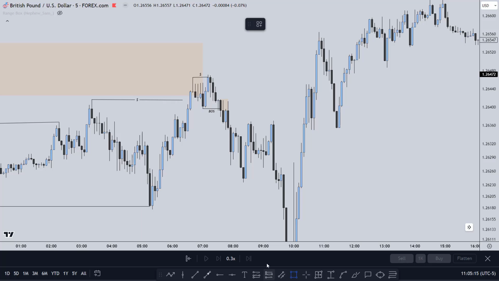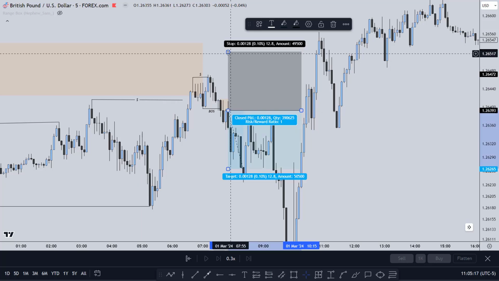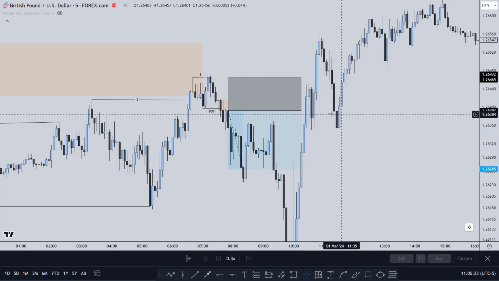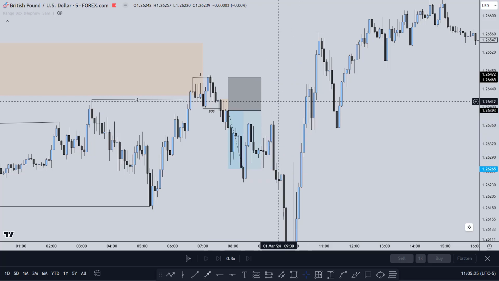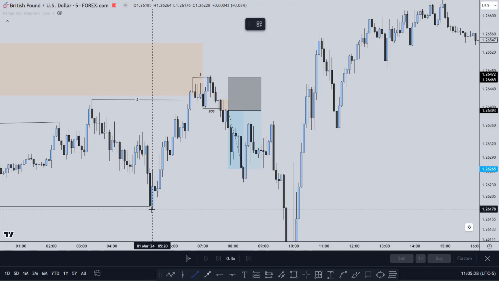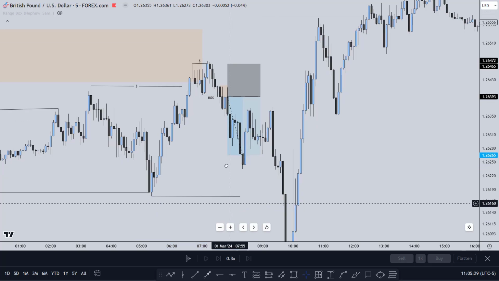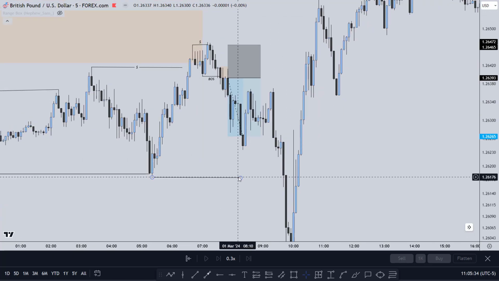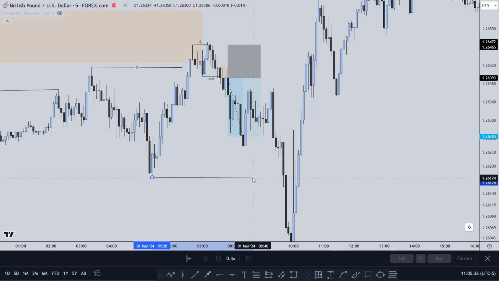So this was my entry. This was my first entry. Stop loss at the high to be safe. Right at the high, boom. And we're targeting old lows right here. I had another take profit way down here. I'm gonna show you guys where soon. So this was my first take profit.